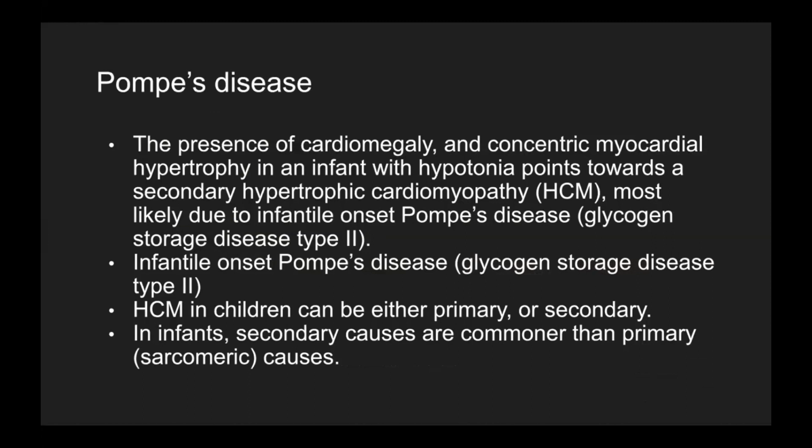So the presence of cardiomegaly and hypertrophic cardiomyopathy in an infant with hypotonia and poor neck control all point towards a secondary hypertrophic cardiomyopathy. At this age, we should always keep Pompe's disease in mind. Infantile onset Pompe's disease is one of the causes that we should keep in mind whenever we see hypertrophic cardiomyopathy in a child.